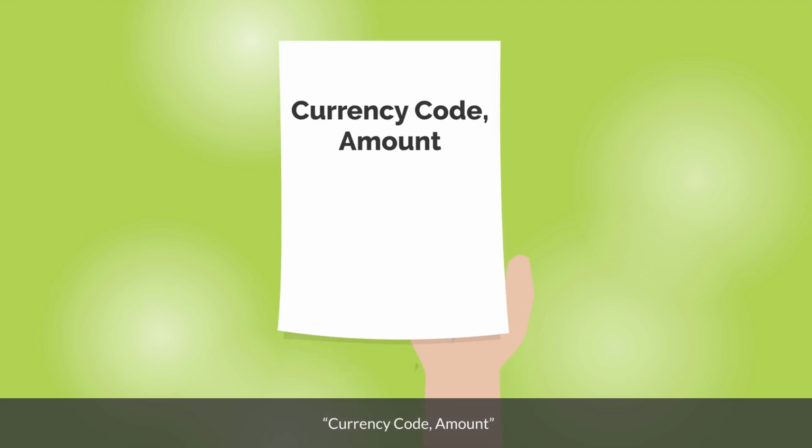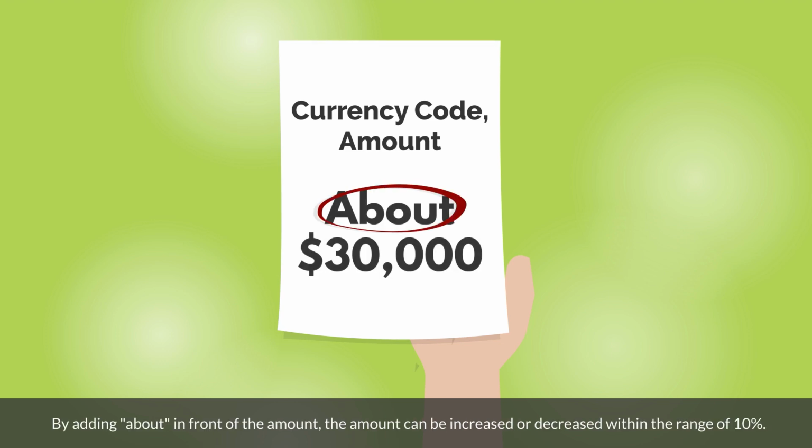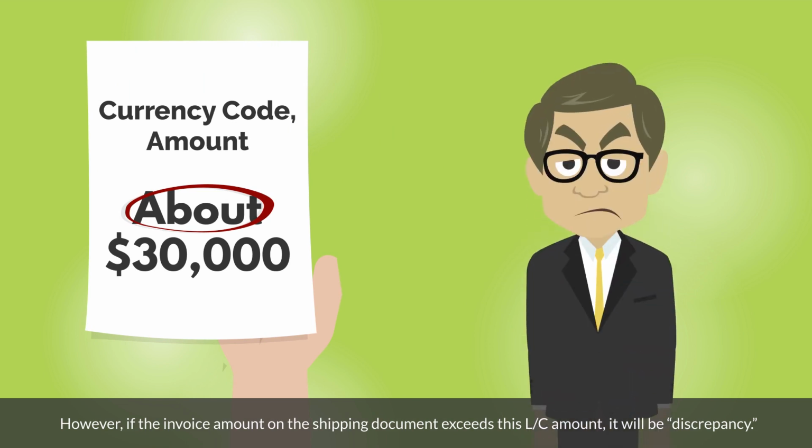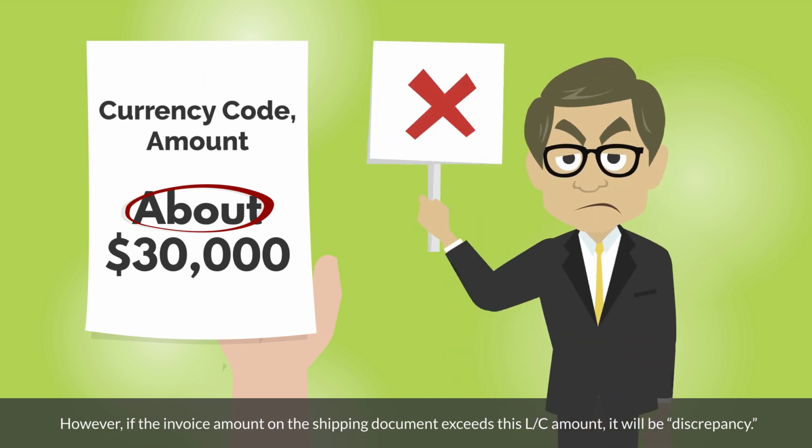Currency code, amount. It is indicated clearly the currency, and the amount of LC. By adding about in front of the amount, it can be increased or decreased, within the range of 10%. However, if the invoice amount on the shipping document exceeds this LC amount, it will be discrepancy.